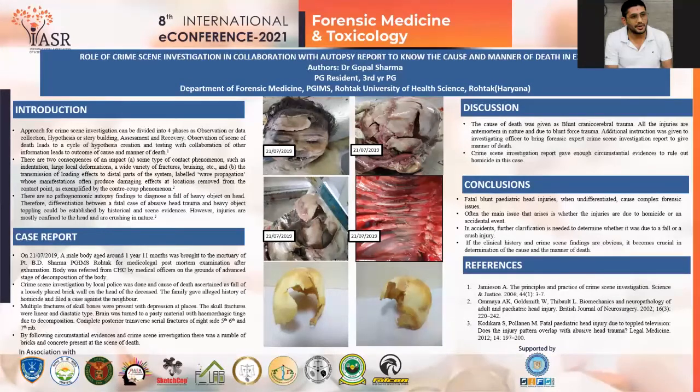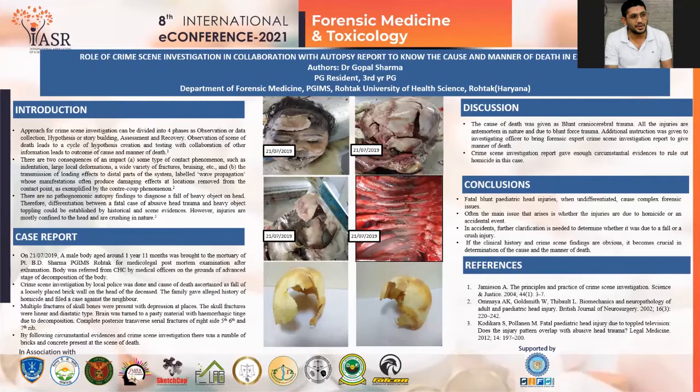On 21-7-19, a male body aged around 1 year 11 months was brought to the mortuary of Pandit Bhagwat Dayal Sharma PGIMS Rohtak for medicolegal post-mortem examination. After exhumation, the body was performed CHC by medical officers on the ground of advanced stage of decomposition of the body.